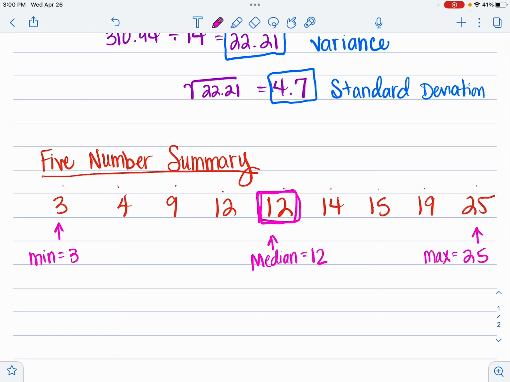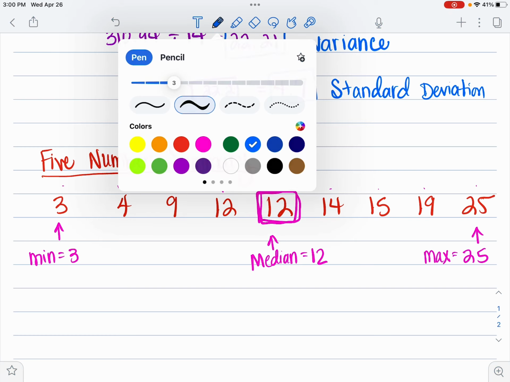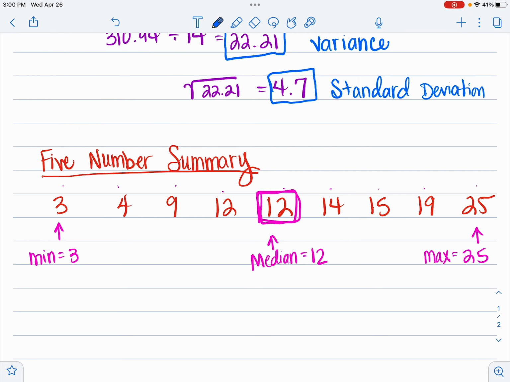Now to find the other 2 numbers, what you have to do is called the upper and lower quartile, or sometimes the first and the third quartile. That's what it's also called sometimes. I usually call it the upper and the lower because it makes sense. So obviously 12 is our median.